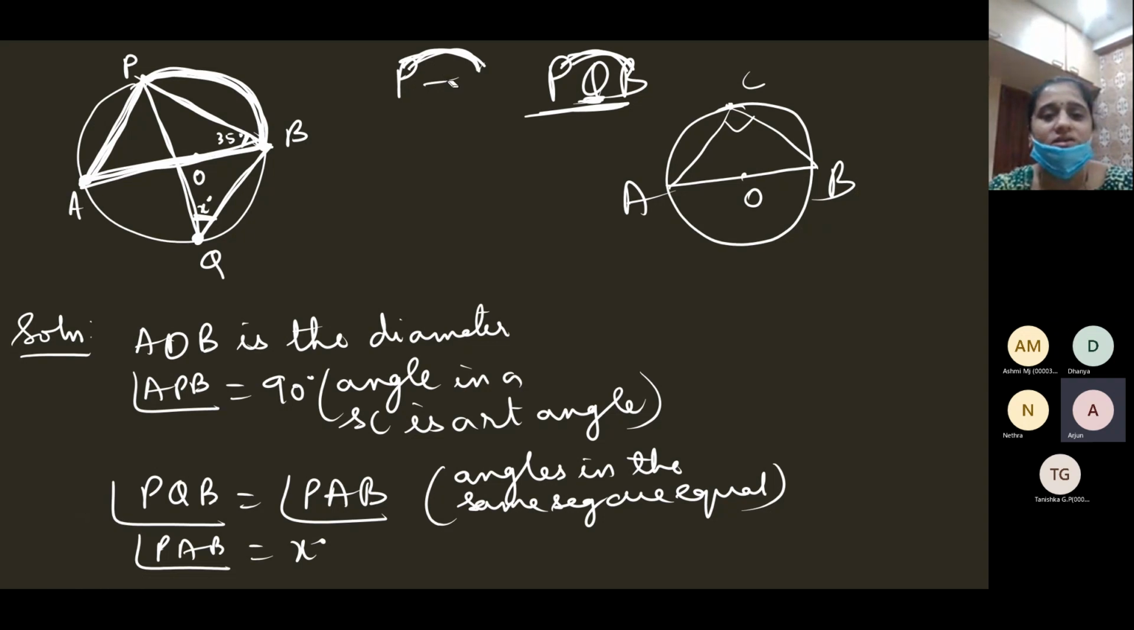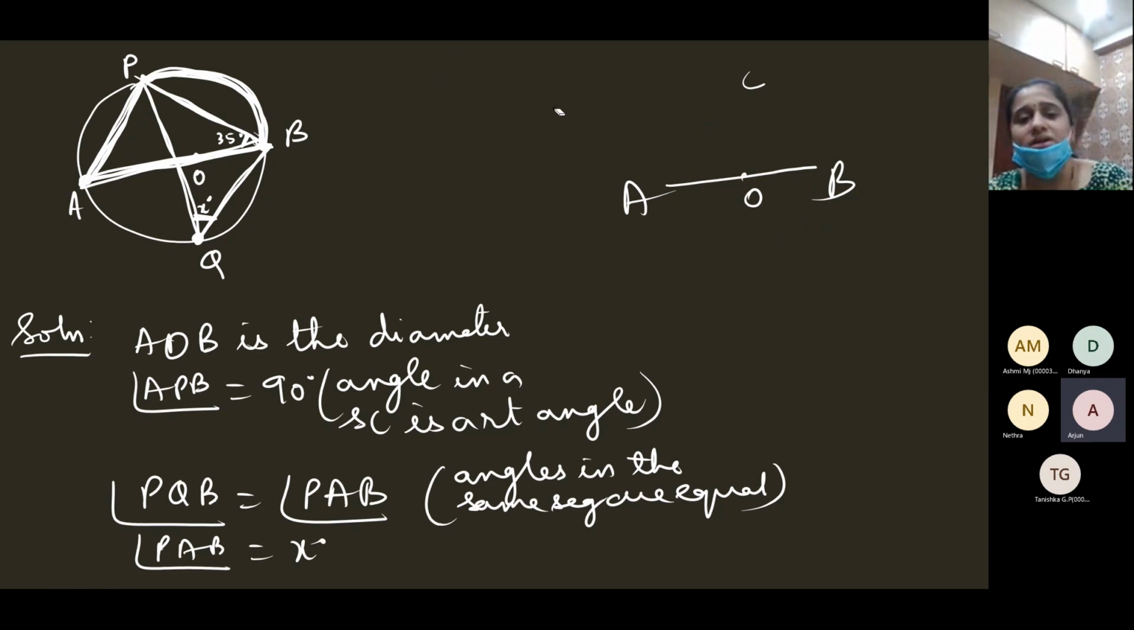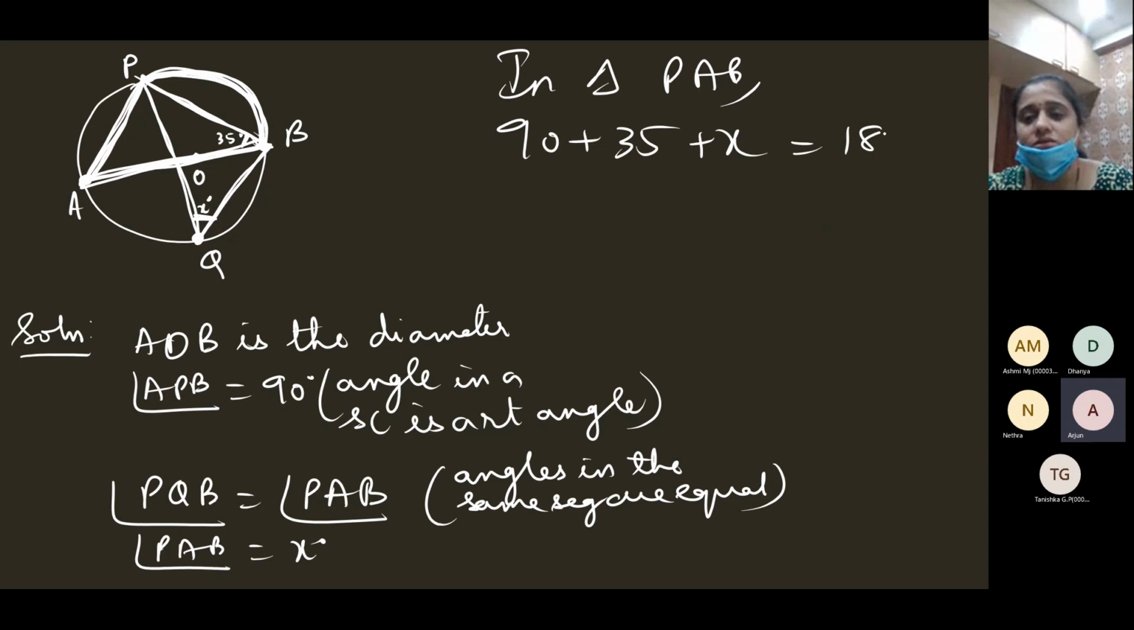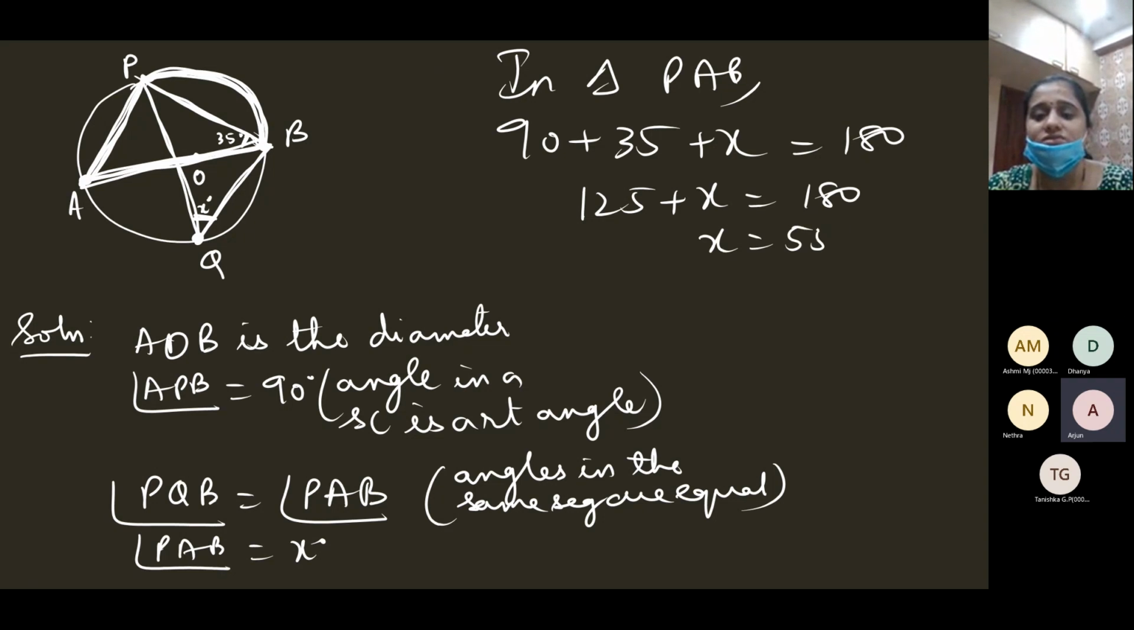You have to find X, right? Now use angle sum property in the triangle PAB. We wrote angle in a semicircle, right? So 90 plus 35 plus X is equal to 180. So 125 plus X is equal to 180. X is equal to 55 degrees.